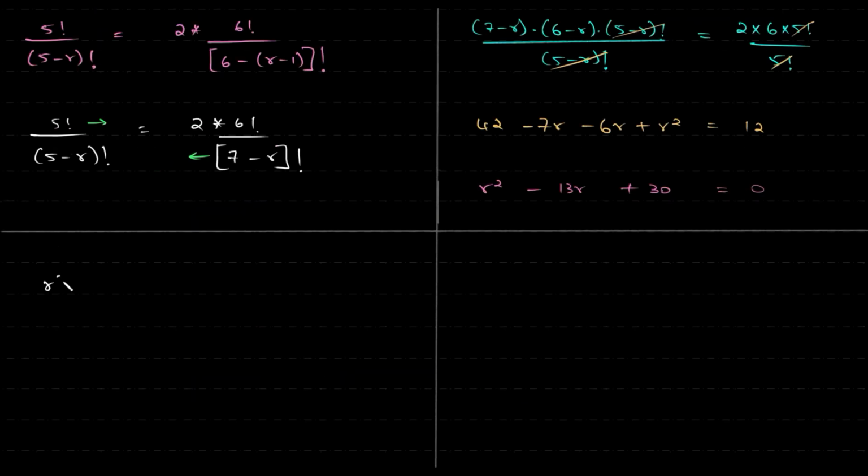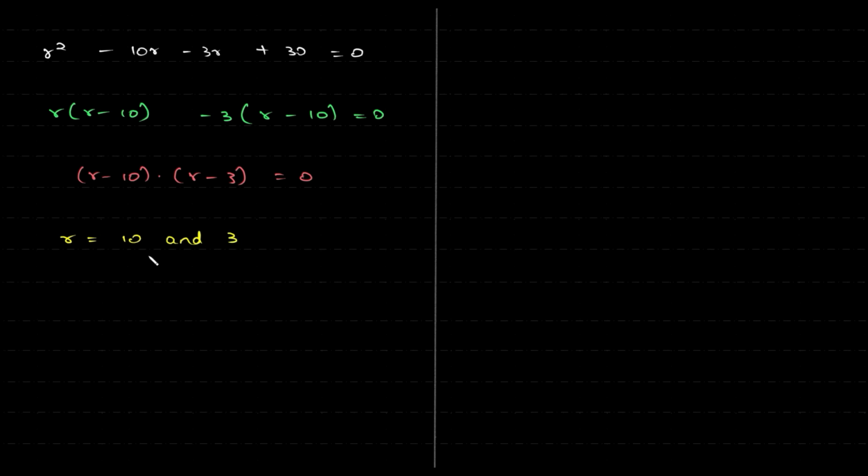So for the simplification, r square, splitting the middle term, so this would be r square minus 10r minus 3r plus 30 is equal to 0, using the splitting the middle term, and then taking common, so r into (r minus 10) minus 3 into (r minus 10), which is equal to 0, and we have (r minus 10) into (r minus 3), which is equal to 0, and therefore what do we have? r is equal to 10 or 3, right? So let's have a look.